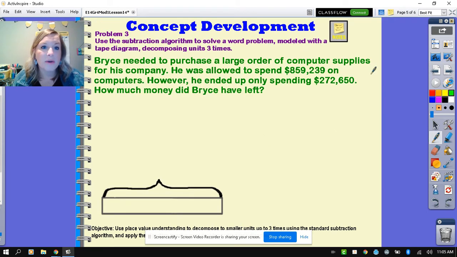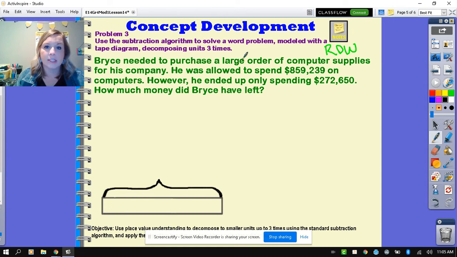Okay, so now what we used with the standard algorithm, we are going to model and solve a word problem with a tape diagram. So remember the RDW process. It is an expectation. In my classroom, I count off for not writing a statement or not doing your tape diagram because that's a very important part of solving these problems.